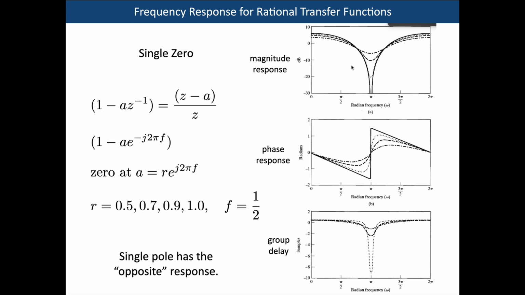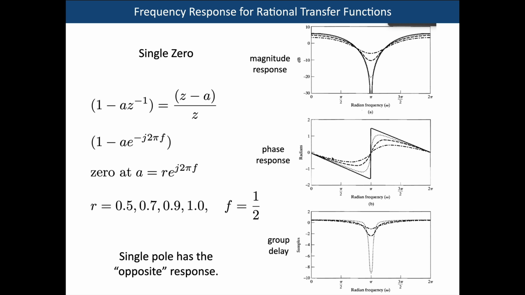Notice here, when the zero is far from the unit circle, we have only a mild dip in the response. And then as that zero approaches the unit circle, we get a deeper and deeper notch in the response until finally, when it lies on the unit circle, we get a true null in the response at that frequency.